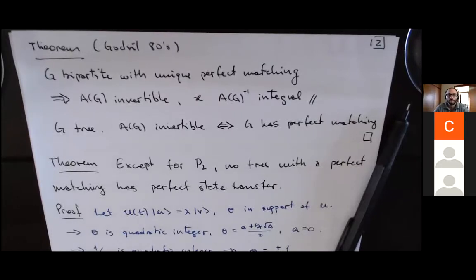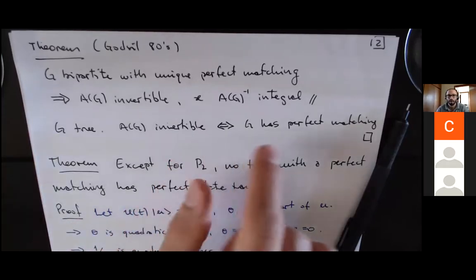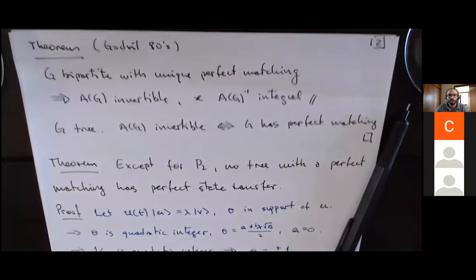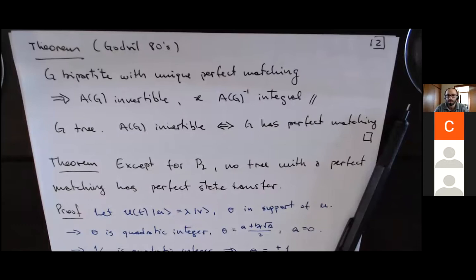Now, if the graph is a tree, then every perfect matching is also unique. And you can even show the converse: you can show that A is invertible if and only if the tree has a perfect matching. In which case, of course, because trees are bipartite, if the tree has a perfect matching, then the inverse of the adjacency matrix is integral. Means the determinant is plus or minus 1.